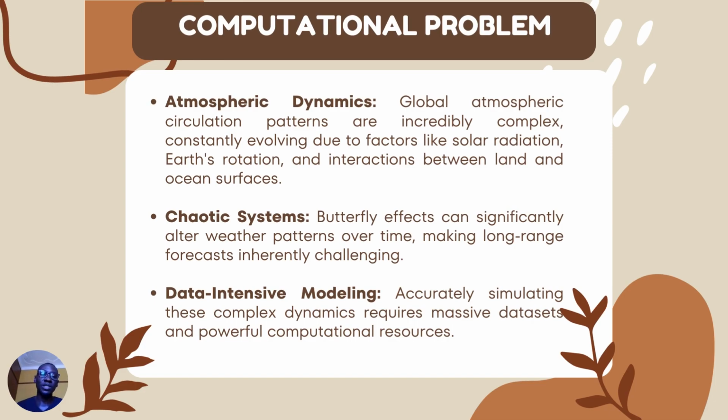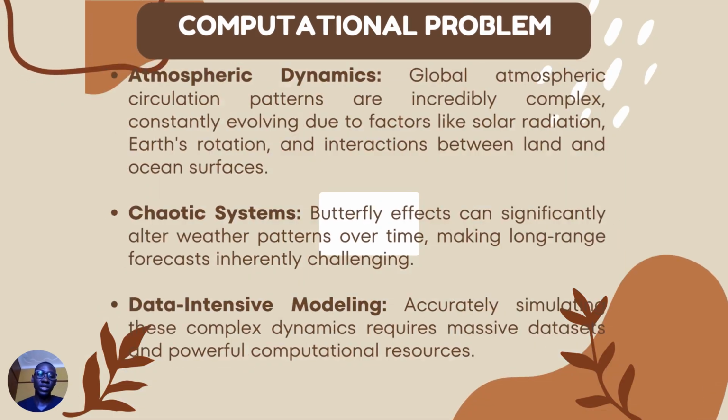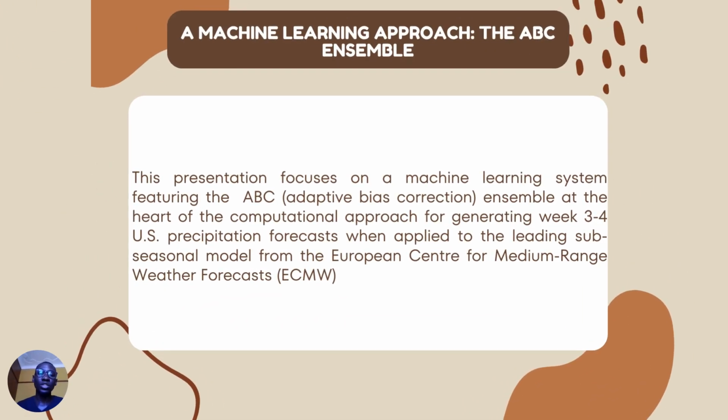The computation problem is subdivided into three: atmospheric dynamics, then chaotic systems, and data intensive modeling. So if I continue, of why we need a machine learning approach to this, the gentleman came up with a model they called the ABC ensemble. The ensemble basically means we bring more than one model together to analyze the data to attain the required goal.